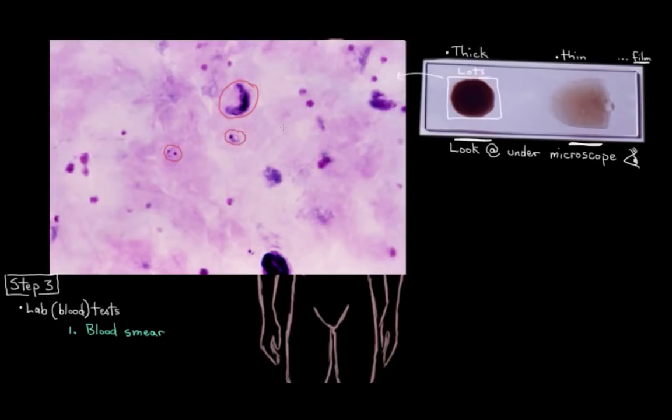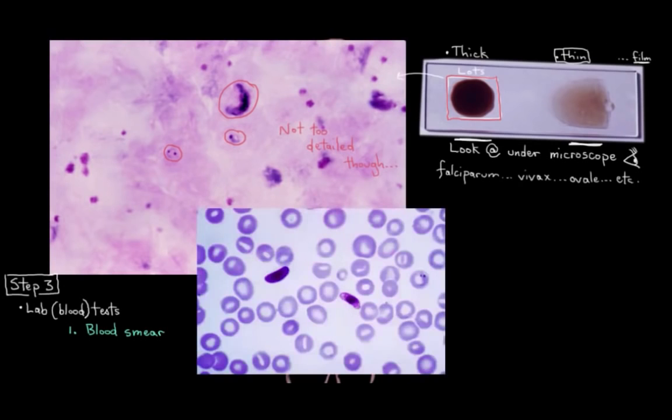Again, the main thing with this thick film is that we can look at lots at once to make sure we're getting a good representative sample of the person's blood. But we don't get too much detail in a thick film. And in fact, remember that there's a couple different types of Plasmodium. There's falciparum, there's vivax, there's ovale, but we can't really differentiate them on a thick film. We need our thin film for that. So let's move over to our thin film.